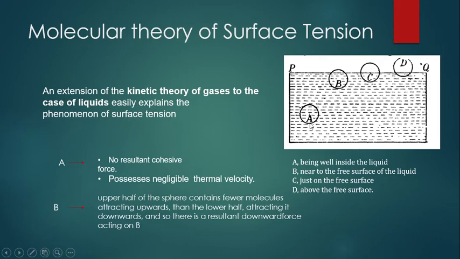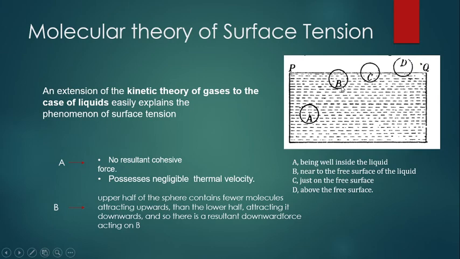So there is cohesive force, but due to all the forces, the resultant force is zero. No resultant cohesive force. So if a body has no force, what happens to that body? If a body has zero force, that means the body cannot move. The velocity is actually zero. So here also the A molecule is attracted from all sides by the surrounding molecules, the net force equals zero. That means the body has very negligible thermal velocity.